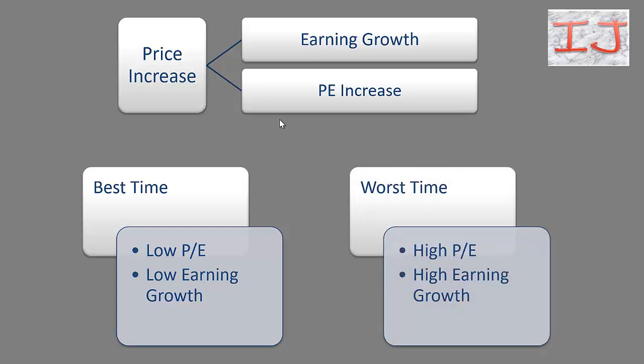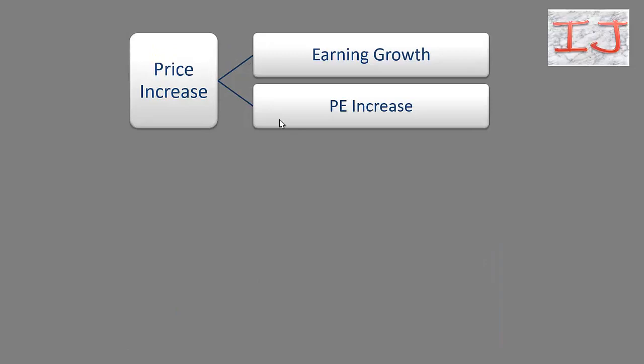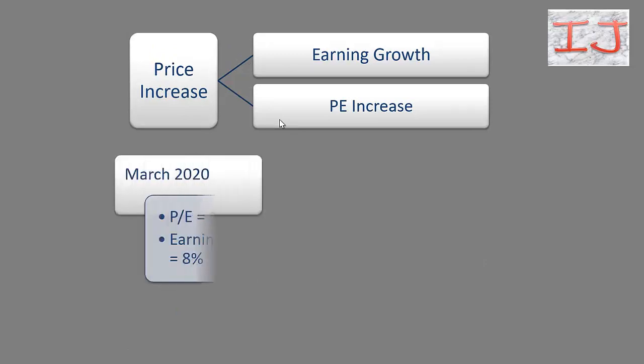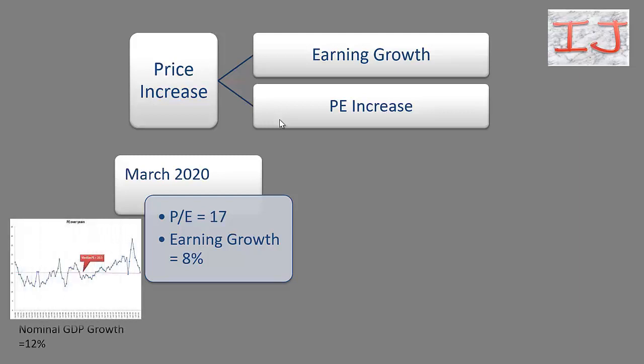Let's understand this with an example. For instance, in the last week of March 2020, the PE of Nifty 50 was around 17 and the earnings growth was around 8%. While historically the average PE is around 21, the historical average earnings growth is around 15%, and the average nominal GDP growth is around 12%.